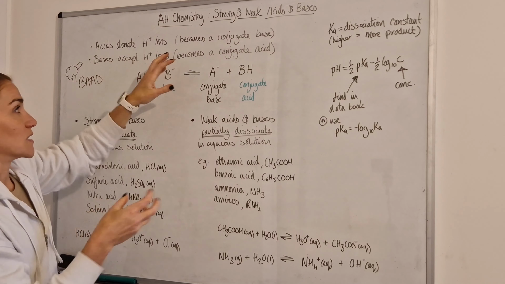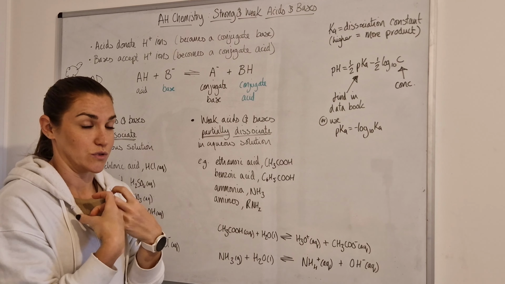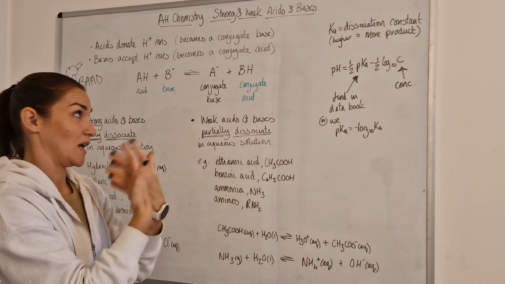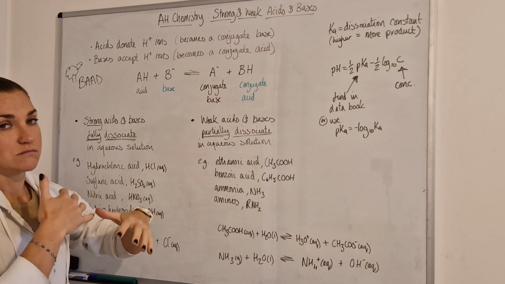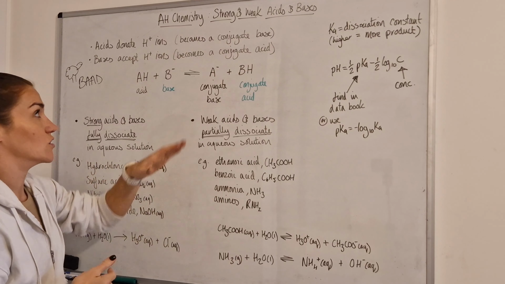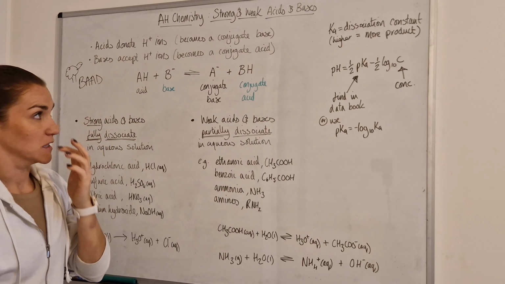The base, once it's accepted a hydrogen ion, now has a hydrogen ion or a proton that it is able to donate, so it has become an acid. So the conjugate is like the related, the word means kind of related, so the conjugate base is the base that's related to the original acid.